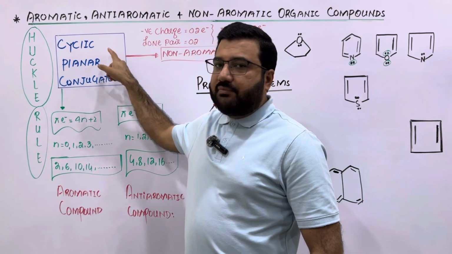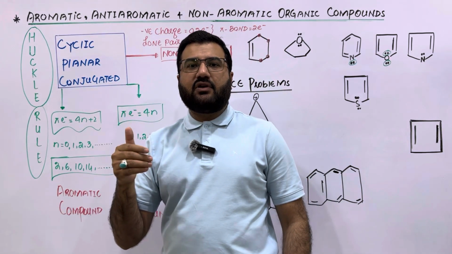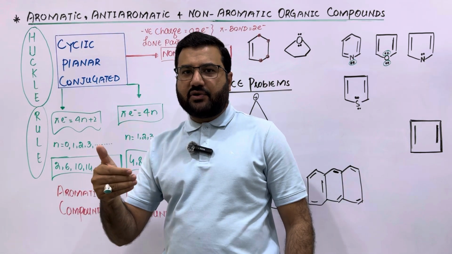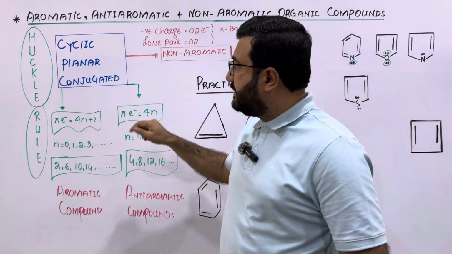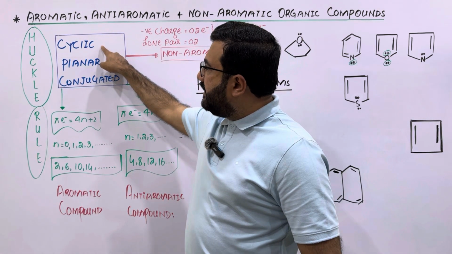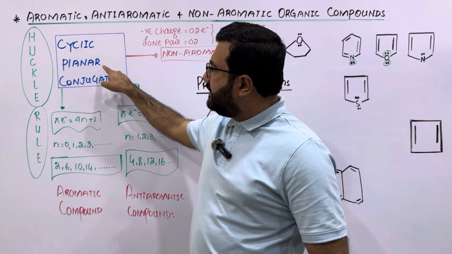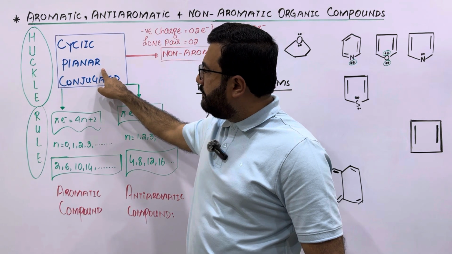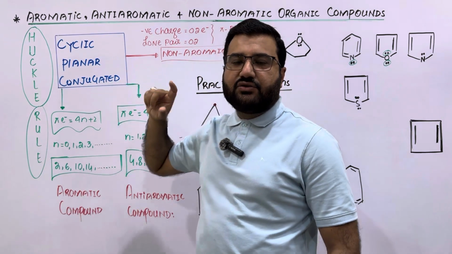Whenever an organic compound is written in front of you, first of all you will study that organic compound with respect to its three characteristic features. Whether it is cyclic or not, whether its structure is planar or non-planar, and whether it has conjugation or it is non-conjugated.